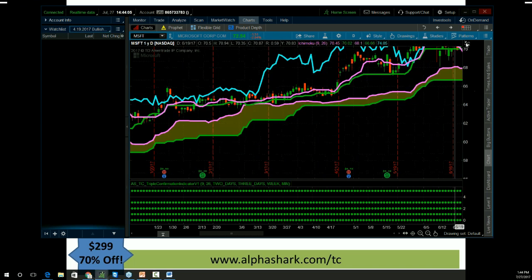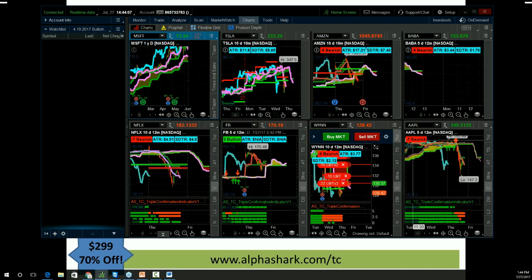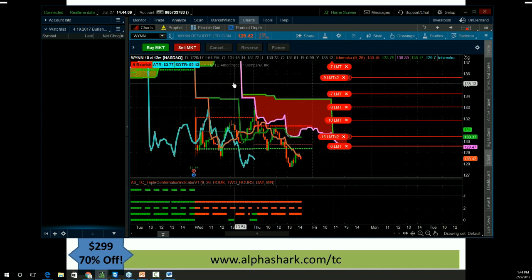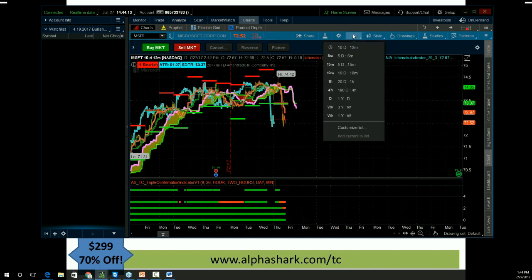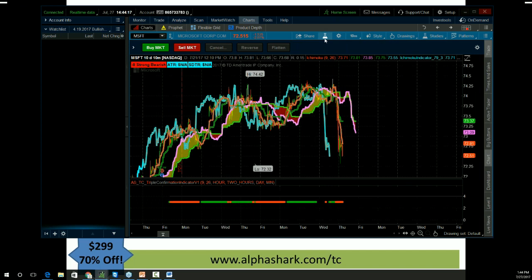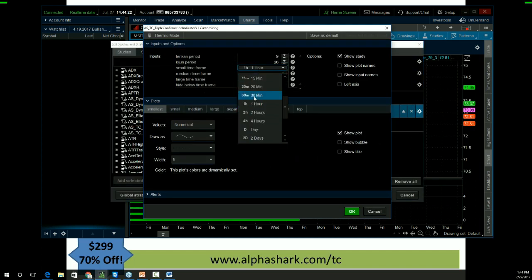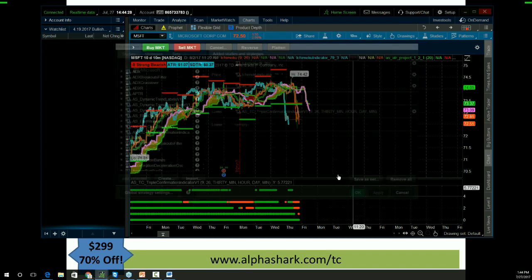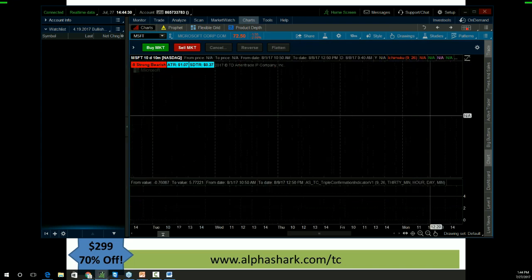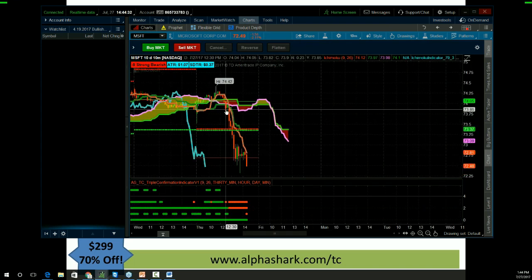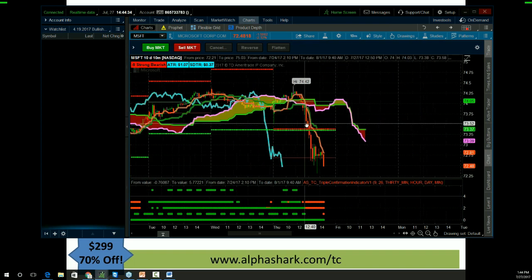So if I was day trading Microsoft, I would be looking at Microsoft here on the, I look at the 10-minute bar. So triple confirmation 10, and then I look at the 30. I would look at that 30, hourly and daily. So it did not set up a short on the breakout of the cloud to the downside. It was a weak short.